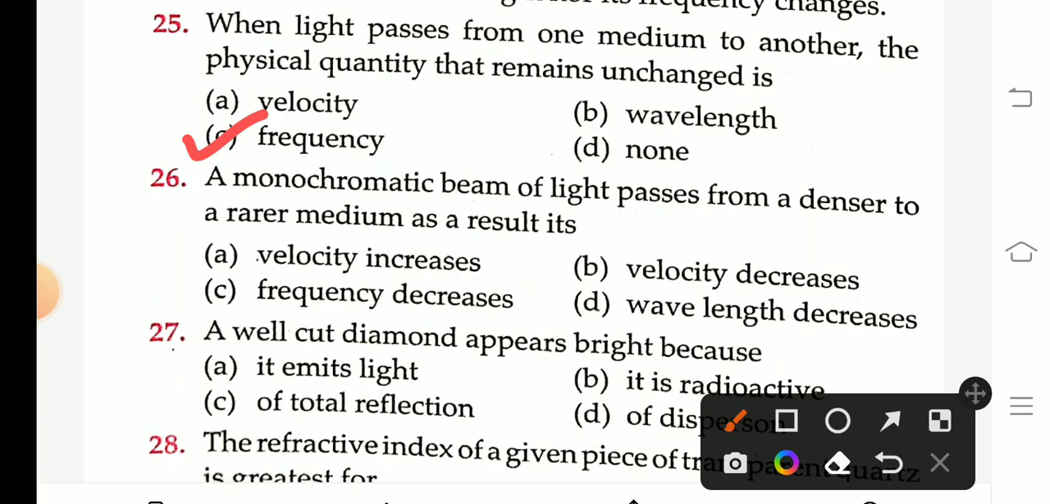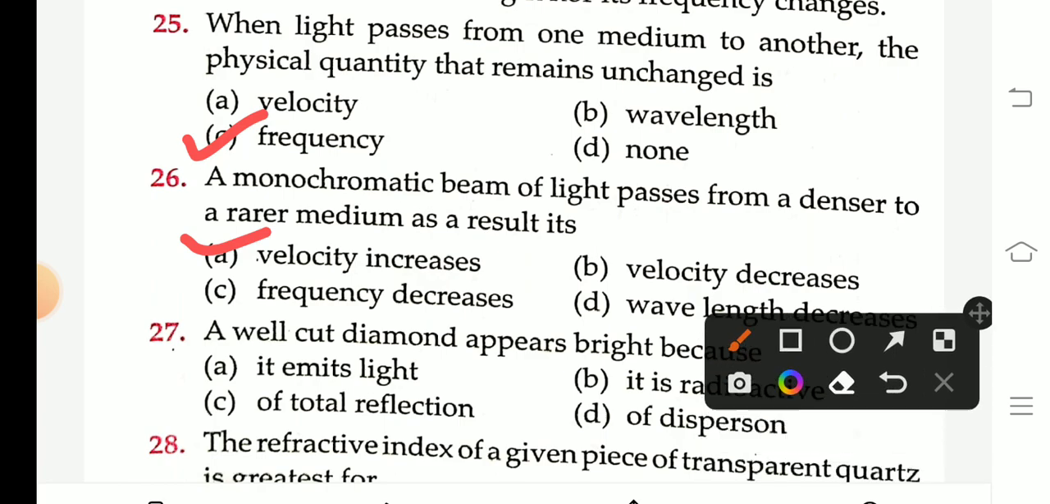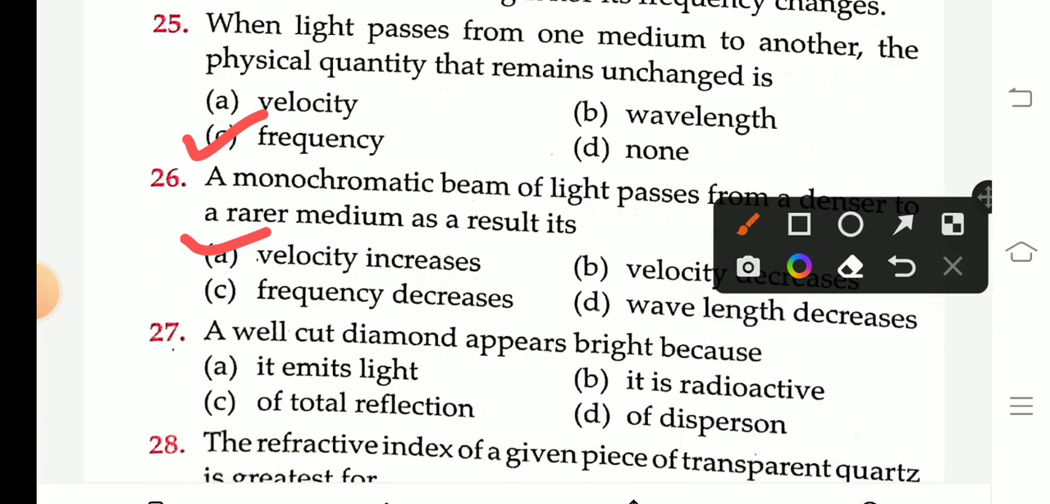Next, a monochromatic beam of light passes from a denser to a rare medium. As a result, its... Right answer option A, velocity increases. Next, a well cut diamond appears bright because... Right answer option C, of total reflection.